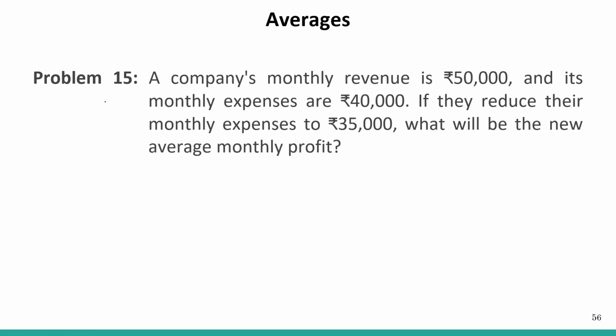So let's see problem number 15. A company's monthly revenue is 50,000 and its monthly expenses are 40,000. If they reduce their monthly expenses to 35,000, what will be the new average monthly profit?